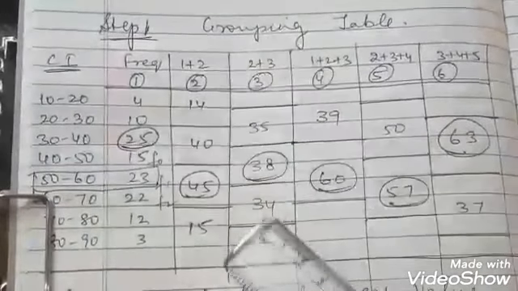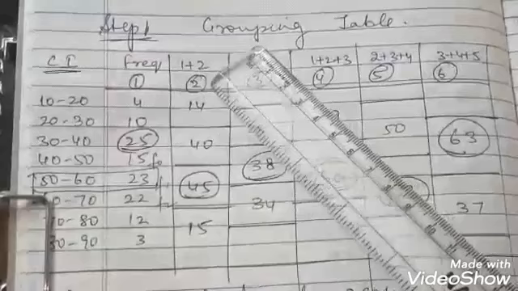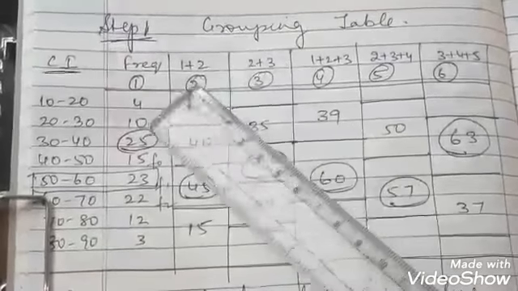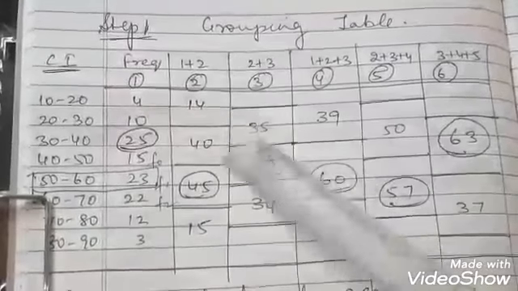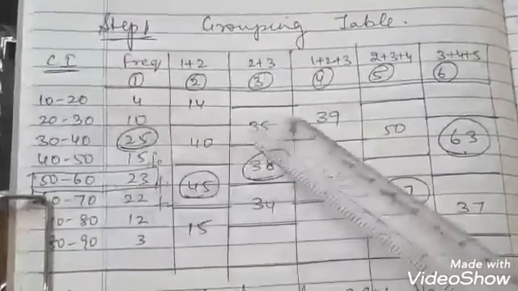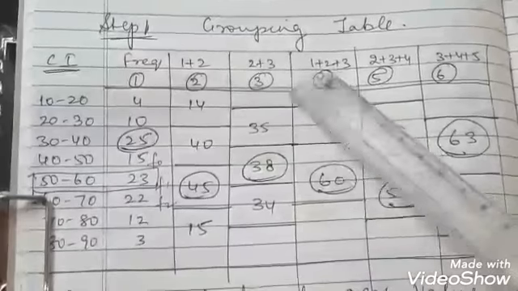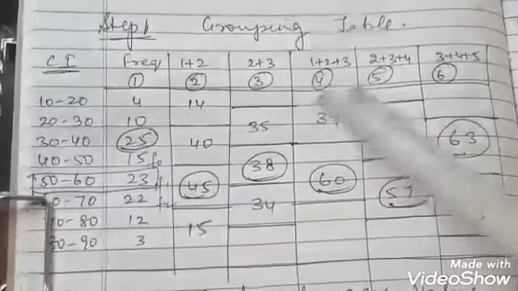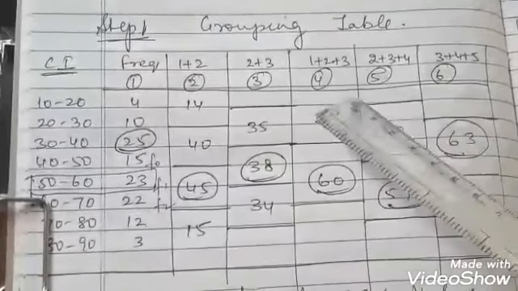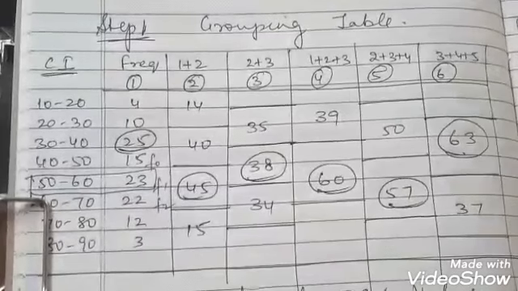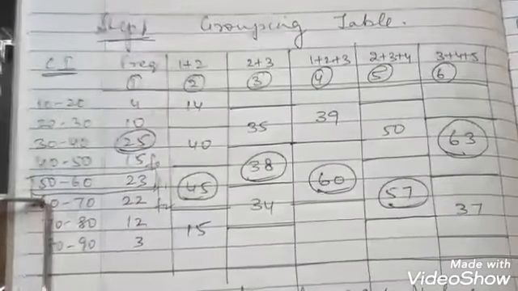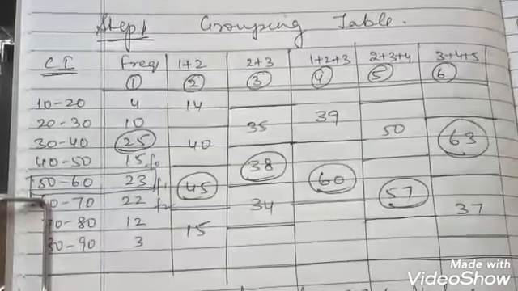In the second column, we do 1 plus 2. We have the summation of the first and the second frequencies. We sum them in pairs. In column 3, we leave the first frequency, second and third. In column 4, first, second, third. In column 5, second, third, fourth. In column 6, third, fourth, fifth. This is exactly like the discrete series.